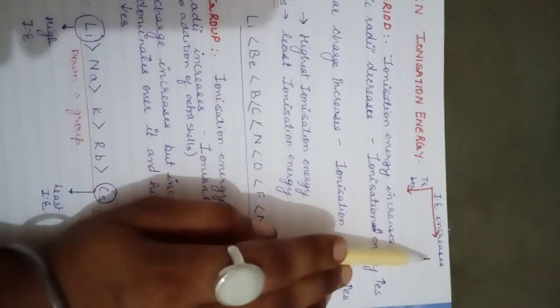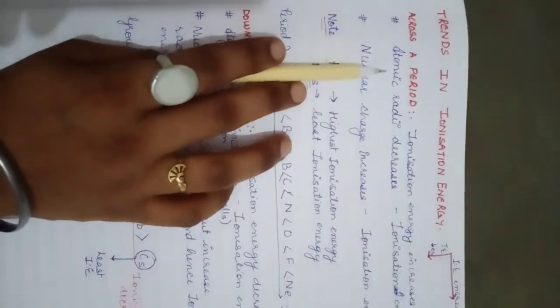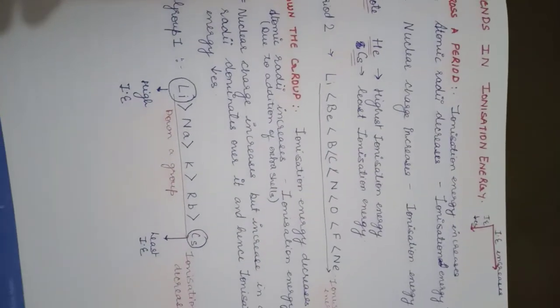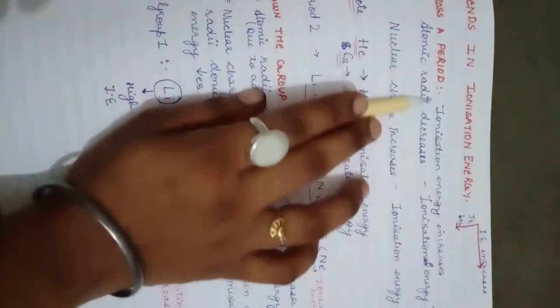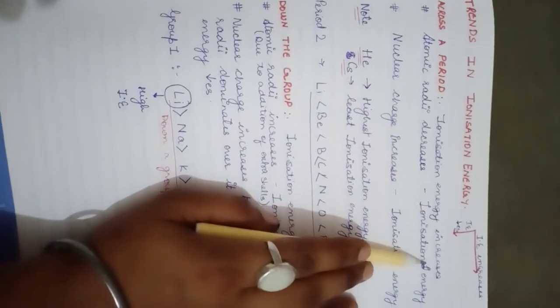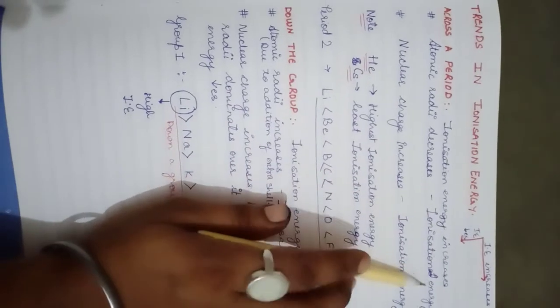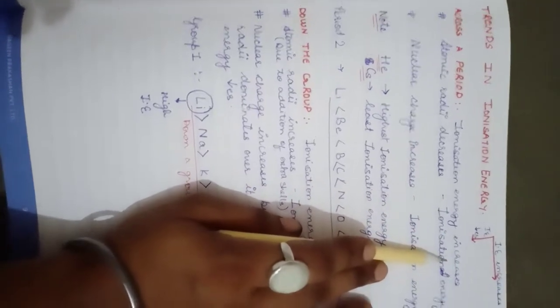Now, let us go to the trends. What are the trends seen across the period and down the group? Okay. Now, you can see here, ionization energy across the period increases and down the group decreases. Let us see for the first one. Across a period. Ionization energy will increase across the period. Okay. This you have to remember that. If there is any question, for example, fill in the blanks. Ionization energy across the period increases or decreases. So what will be your answer? Ionization energy across the period increases.